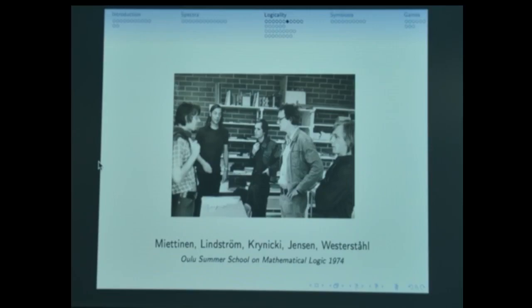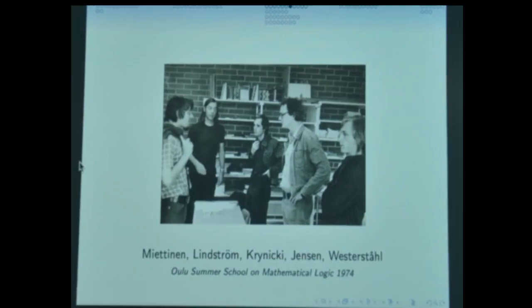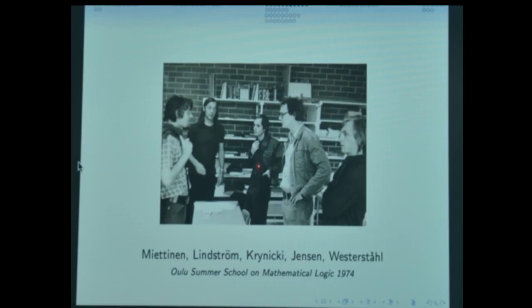And here is, sometimes, especially with philosophers, I like to show this picture. People get very mad when you talk about these quantifiers. But this has a provenance which is now 50 years. This was a meeting in Finland. This is Seppo Miettinen, here's Lindström, this was Michał Krynicki, this is Finn Jensen, and this is Väänänen. This has a very beautiful program, actually starting with Mussorgsky.